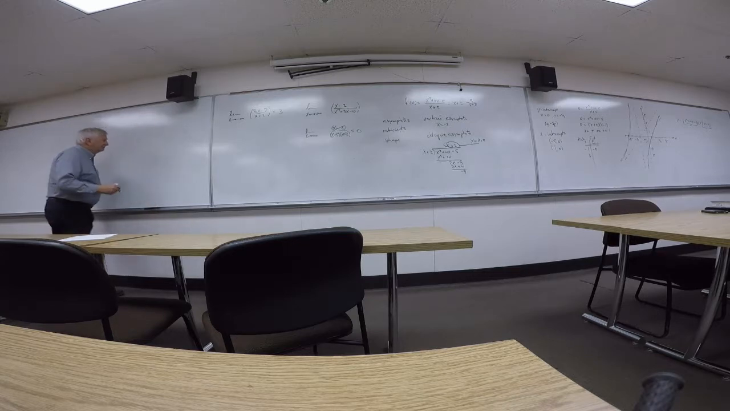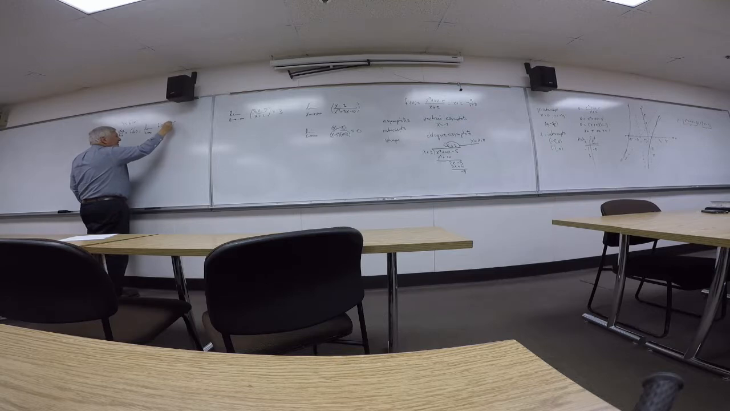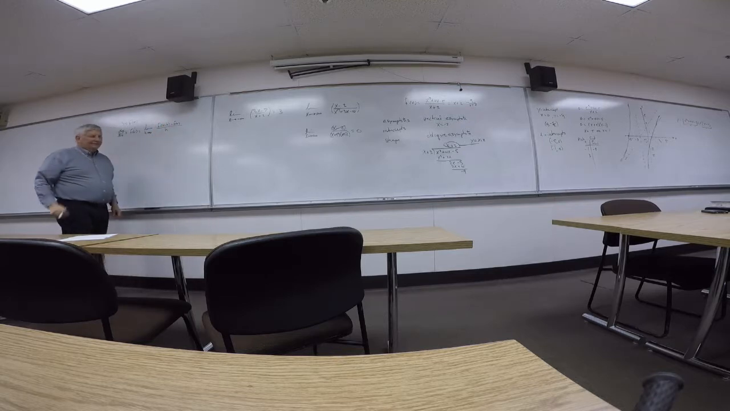So the definition: given y equals f of x, dy/dx is f prime of x equals the limit as h approaches 0 of (f of x plus h minus f of x) over h, where that limit exists.